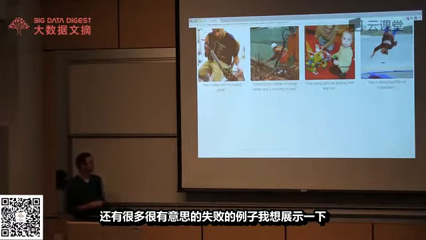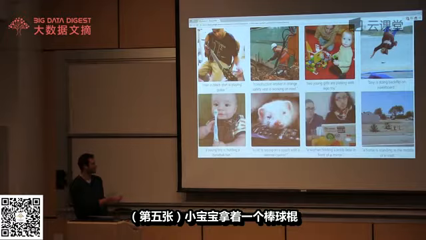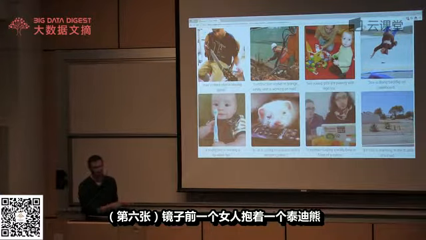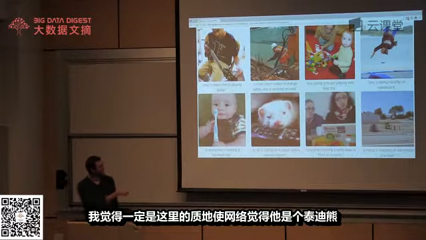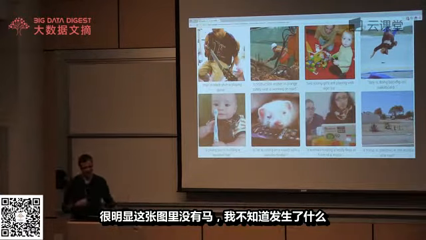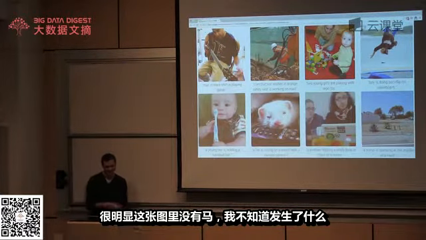There are also some very funny failure cases, which I also like to show. This is a young boy holding a baseball bat. This is a cat sitting on the couch with a remote control. That's a woman holding a teddy bear in front of a mirror. I'm pretty sure that the texture here probably is what made it think that it's a teddy bear. And the last one is a horse standing in the middle of a street, but there's no horse, obviously, so I'm not sure what happened there.